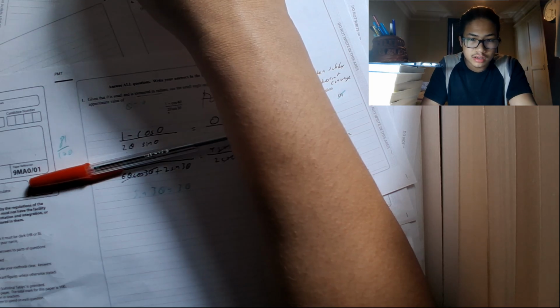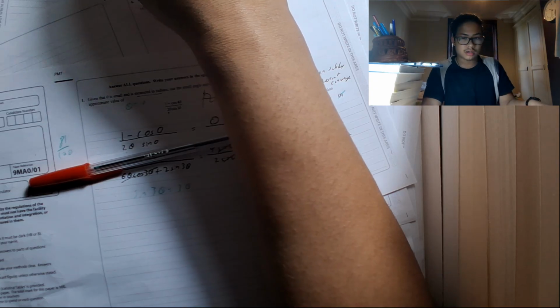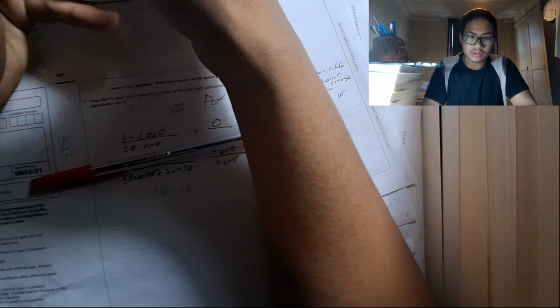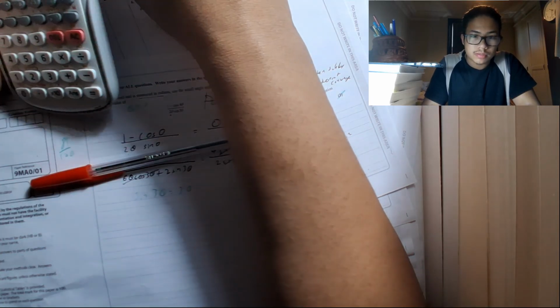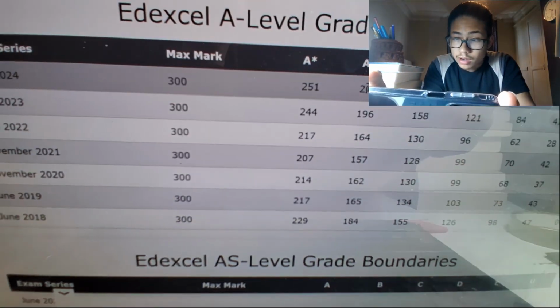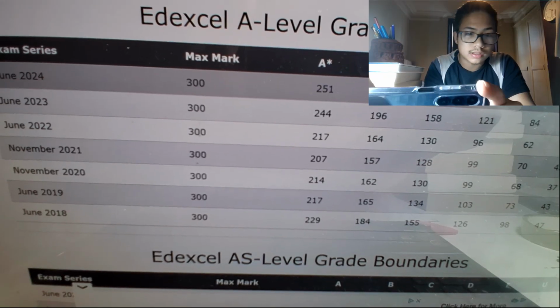Oh, they got higher. Wow. Okay, 229 out of 300. Divided by 300. So what's that as a percent? That's 70. So I did pretty good. I'll bring it up. I don't even know if these are right or not, but this is what I'm trusting.